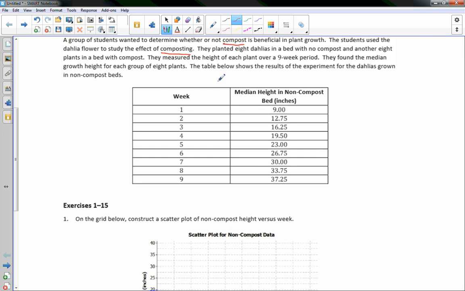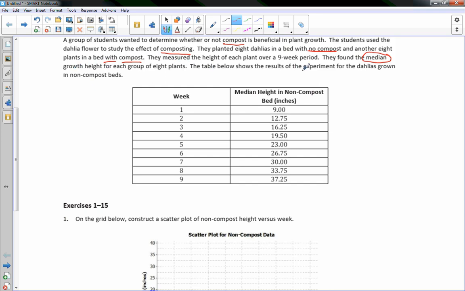They planted 8 dahlias in a bed with no compost and another 8 plants in a bed with compost. They measured the height of each plant over a 9-week period. They found the median, a measure of central tendency where you may have some skewed data. We would use median instead of the mean. So they found the median growth height for each group of 8 plants.